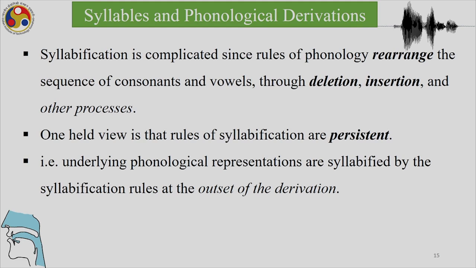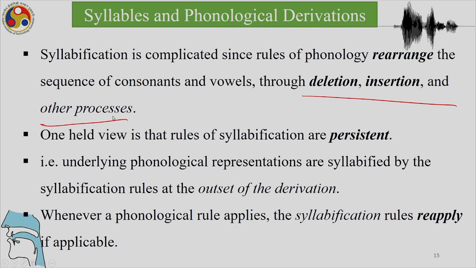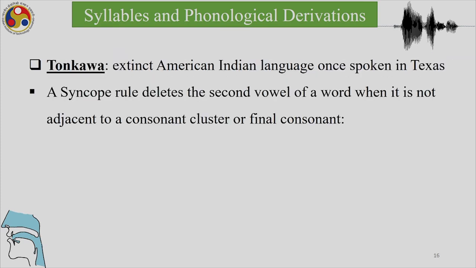And we see that from various phonological processes of insertion, deletion, and other processes. So that is, underlying phonological representations are syllabified by the syllabification rules at the outset of the derivation. So before all our segmental rules apply, we have our syllabification rules. So whenever a phonological rule applies, the syllabification rules reapply if possible. So now we see from some real linguistic examples how syllabification and phonological derivations work, what role the syllables play in phonological derivations.